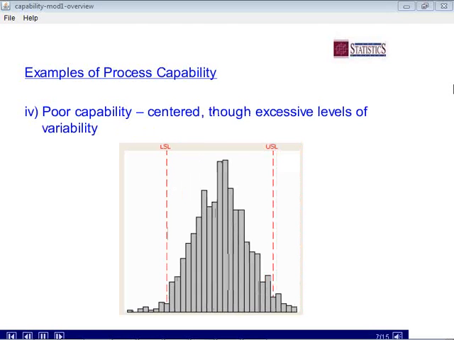Another situation where we're seeing poor capability: okay, the process is centered approximately midway between these specification limits, but there's such a high degree of variation that I've got a fair amount of values falling both below the lower specification limit and above the upper specification limit. So, as you can see, if the level of variation is somewhat excessive, especially in regards to the amount of the interval that we're allowed here for these specification limits, then I'm going to have a poor capability measure in this particular case.